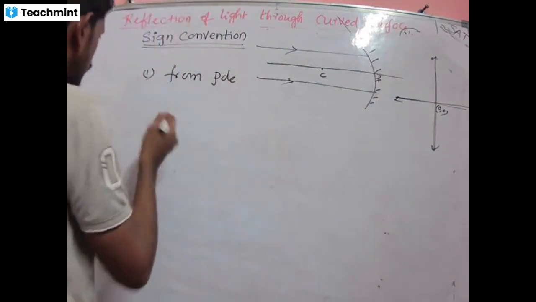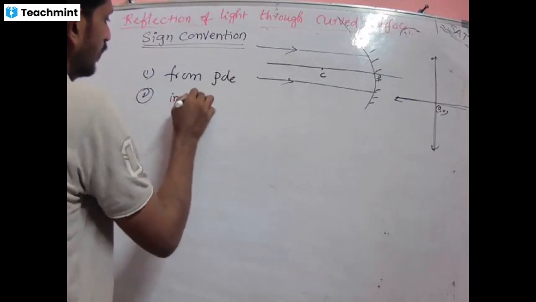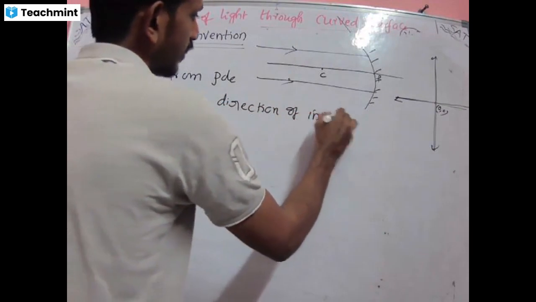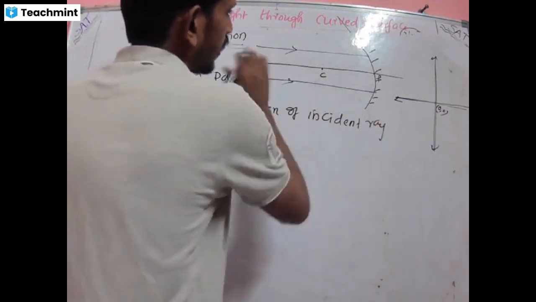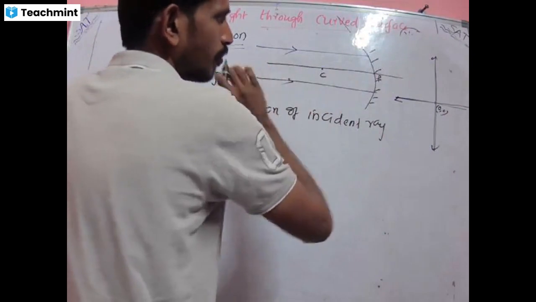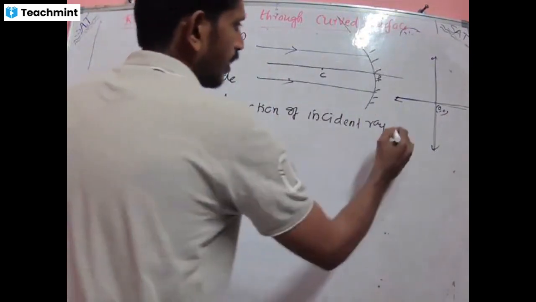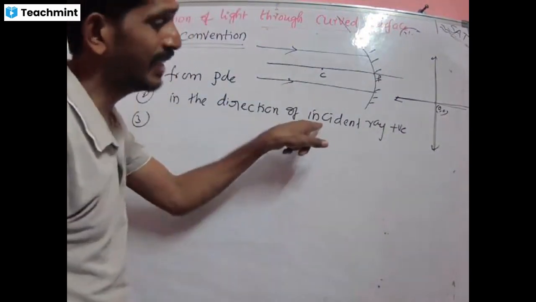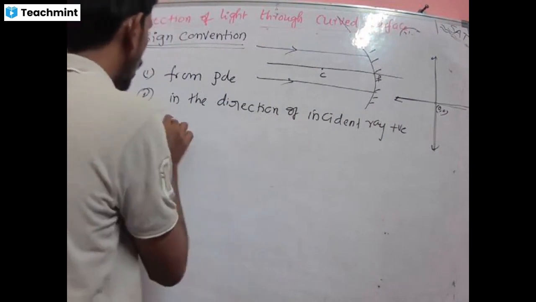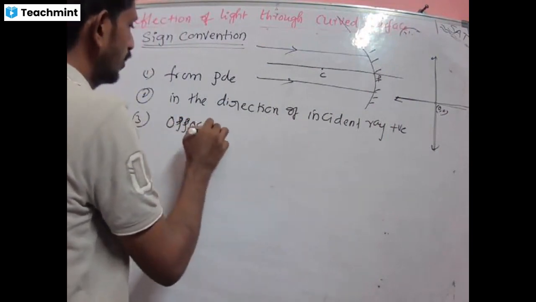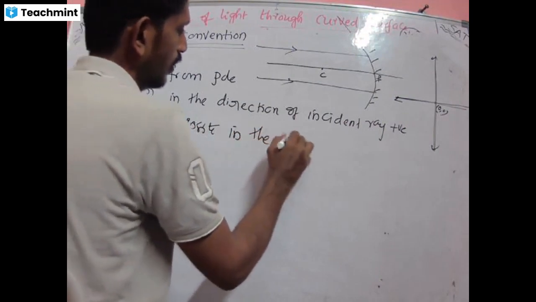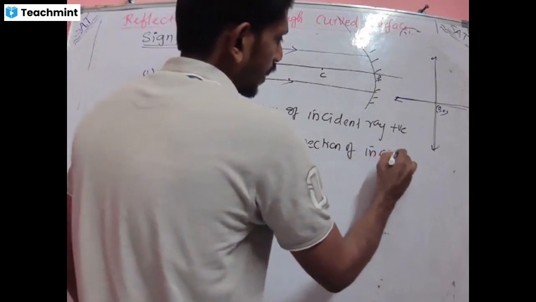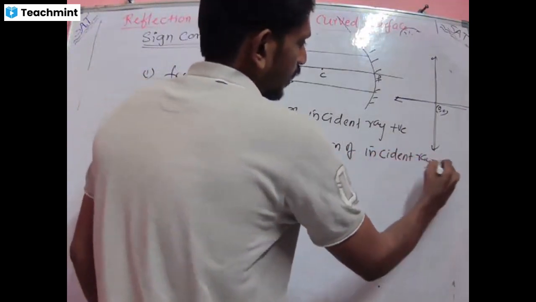So if it is in the direction of the incident ray, that is a positive x. We are measuring from the incident direction, that is taken as positive. Next, if it is opposite to the incident ray, that is taken as negative. Opposite to the direction of the incident ray is taken as negative.